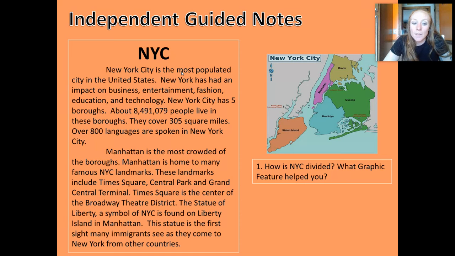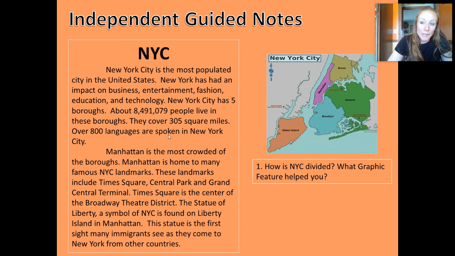Times Square is the center of the Broadway Theater District. The Statue of Liberty, a symbol of NYC, is found on Liberty Island in Manhattan. This statue is the first sight many immigrants see as they come to New York from other countries. Boys, question number one. How is New York City divided? What graphic feature helped you? Two-part question.